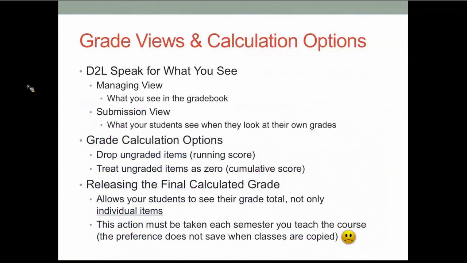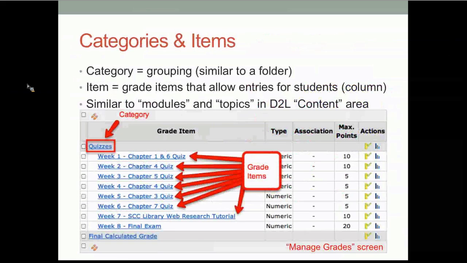So categories and items, think of them as a category is just a grouping, right? Like a folder, and an item is actually a grade item. It's like a column in your grade book where you're going to be able to enter grades for each individual student. So for example, what you see on the screen here, quizzes is the category. So everything is grouped under quizzes. And then the grade items are week 1 quiz, week 2 quiz, week 3 quiz. That's the way that the gradebook is organized. So when we talk about categories and items, it's very similar, if you've worked in the content area of D2L, to the idea of modules and topics.